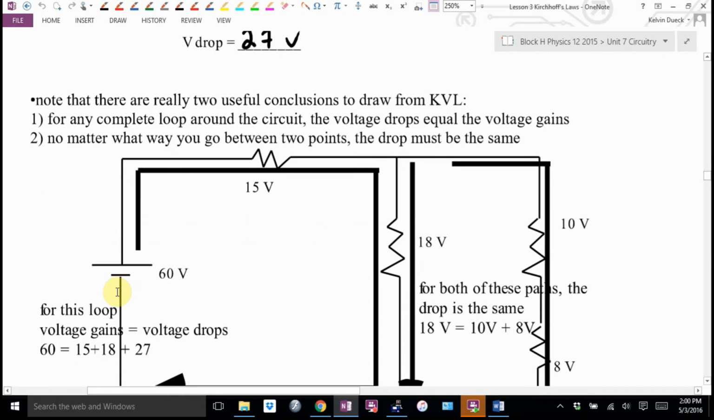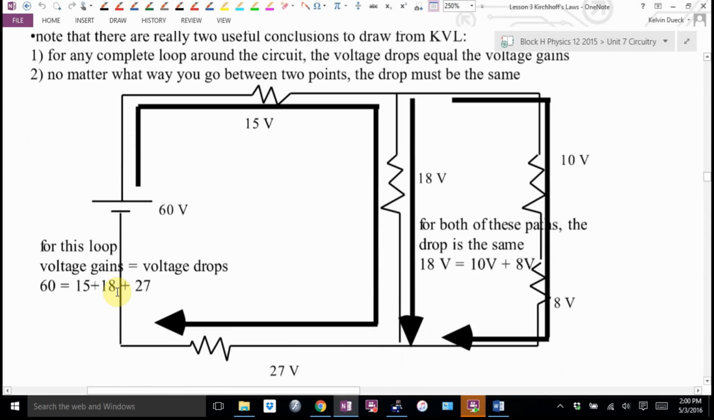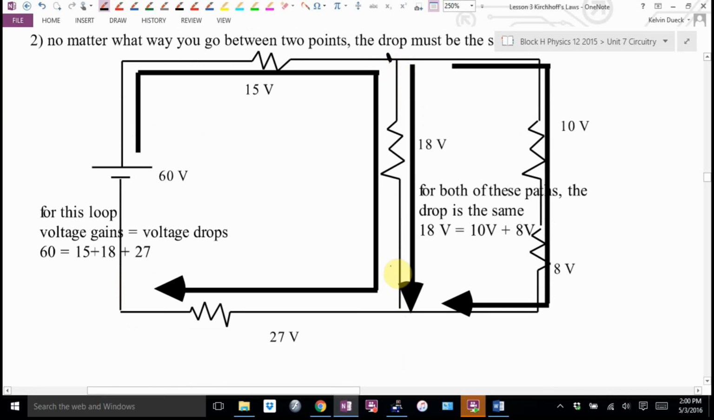This one's 2 useful conclusions. For any complete loop, the drops equal the gains. And no matter which way you go between 2 points, the drops must be the same. In other words, if you split up and meet up, the voltage drop this way adds to 18 volts. The voltage drop that way is also adding to 18 volts. I think Clay spotted that. It's a nice little shortcut.